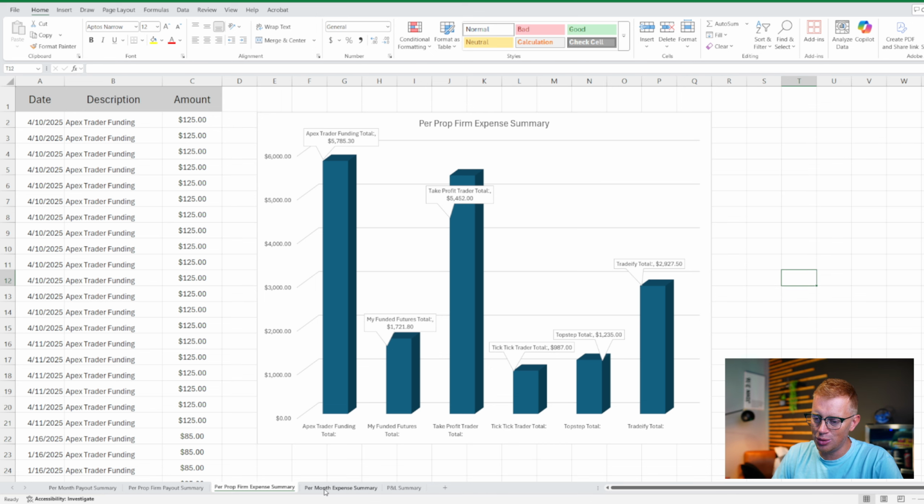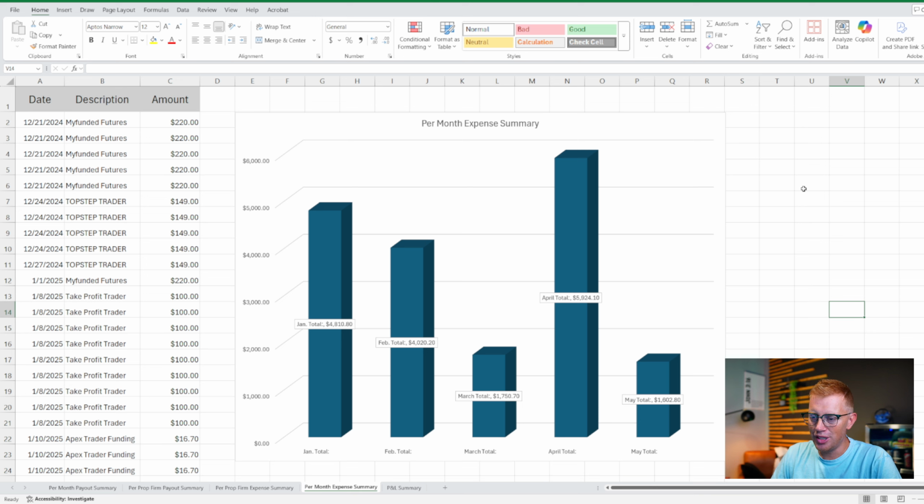Now, moving to the per month expense summary. So this is what I'm spending per month. January, $4,800. Again, it was a pretty rough month in January. Definitely, it wasn't great. February was 4,000, not bad. March was great. Just did not have a lot of expenses. I'd love to see the amounts stay this amount.